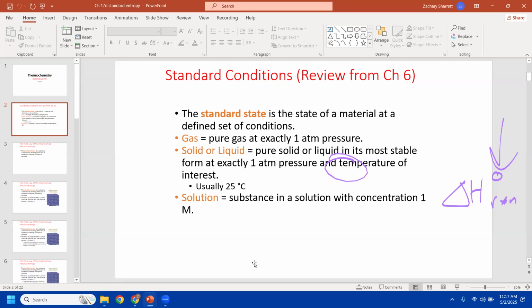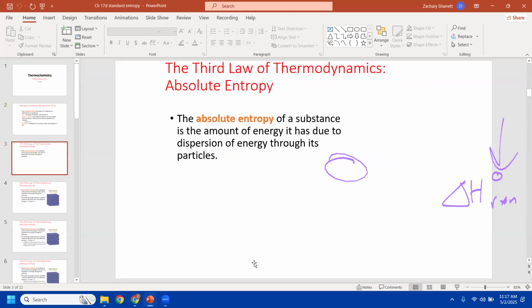But basically, this is just saying all this stuff. If it's a solution, it's at 1 molar. You don't really have to worry about any of that stuff.